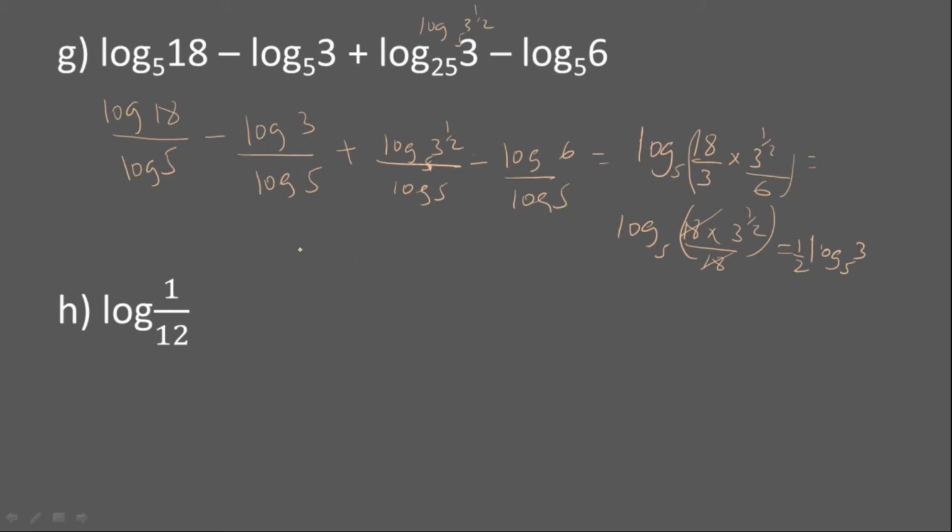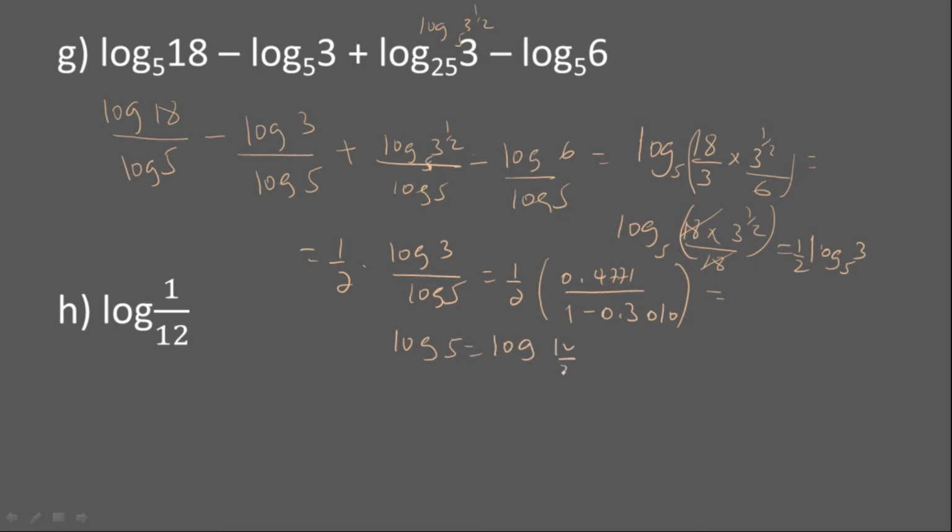So finally, we can put it like this: 1 over 2 times log 3 over log 5, in an easy way. This means 1 over 2 times 0.4771 divided by log 5, and log 5 means log 10 over 2. So this means 1 minus 0.3010. The reason we make it a minus is that log 5 can be written as log of 10 over 2, which means log 10 minus log 2. This is 1 minus 0.3010. That's why.